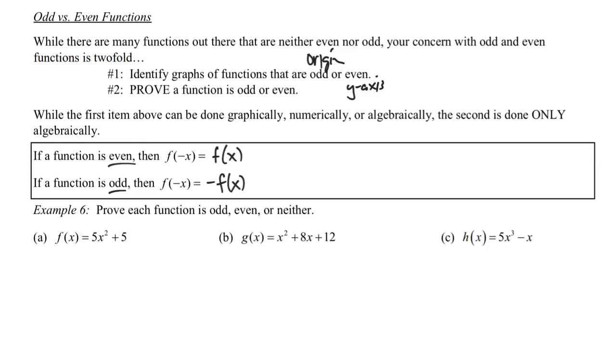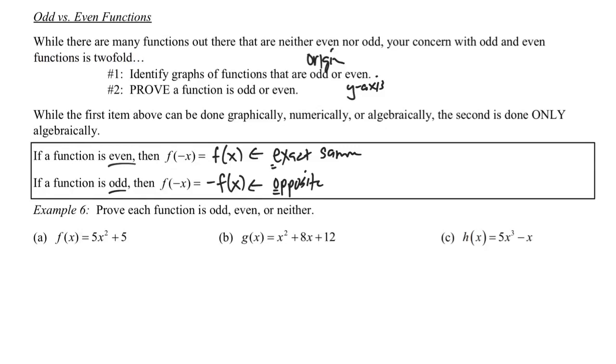So what we're going to do here to prove if a function is odd, even, or neither is substitute negative x in for x, and if we end up with the exact same function, that function is going to be even. If we end up with the opposite of the original function, that is going to be odd. So exactly the same is even, opposite is odd, and if neither of those things happen, then the function is neither odd nor even.